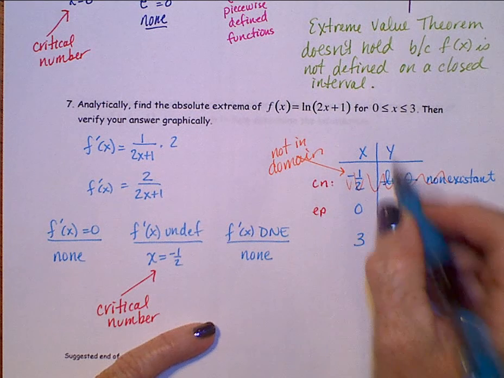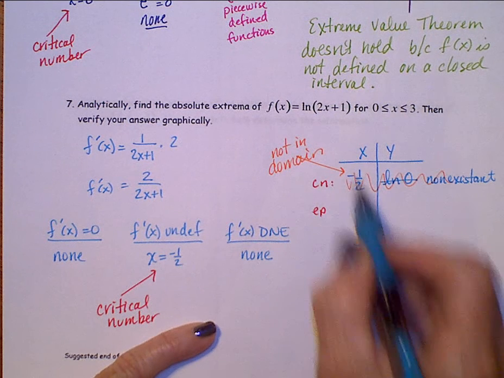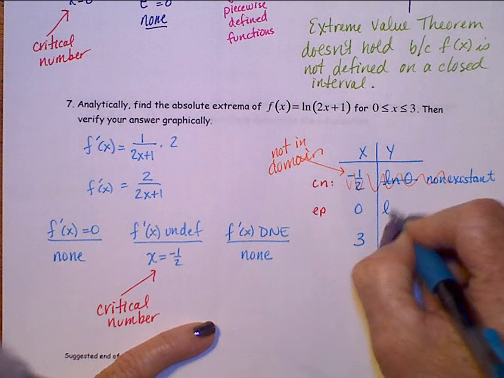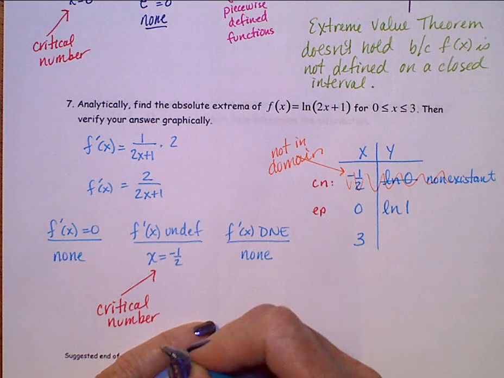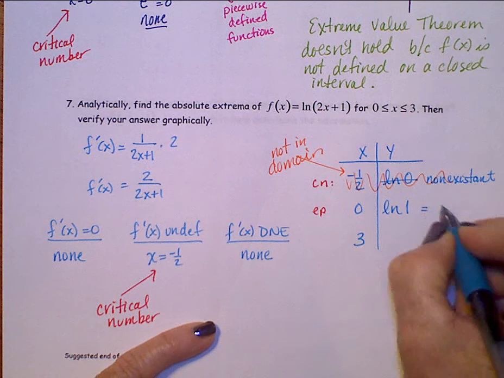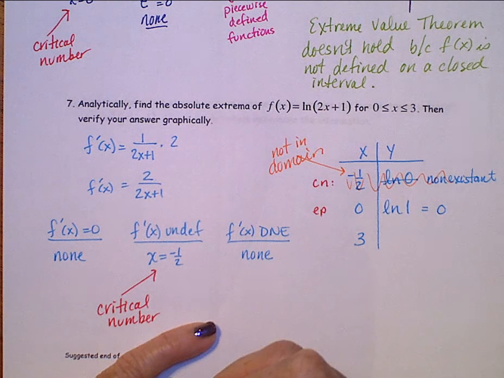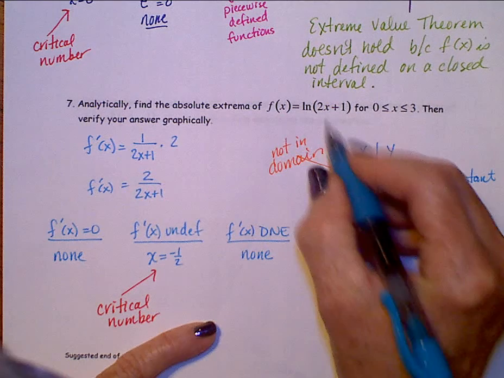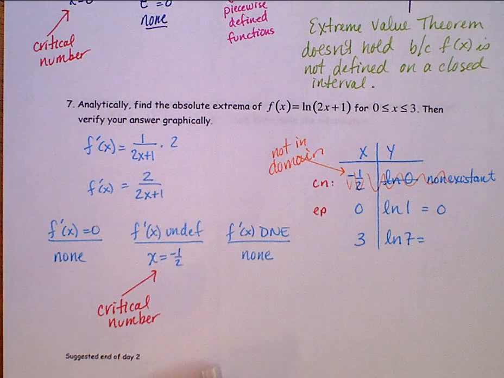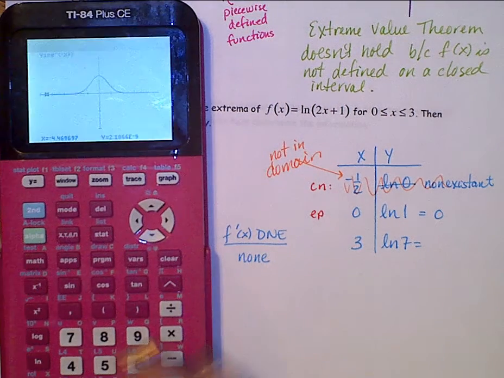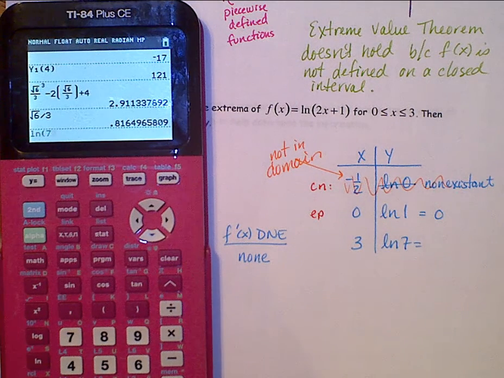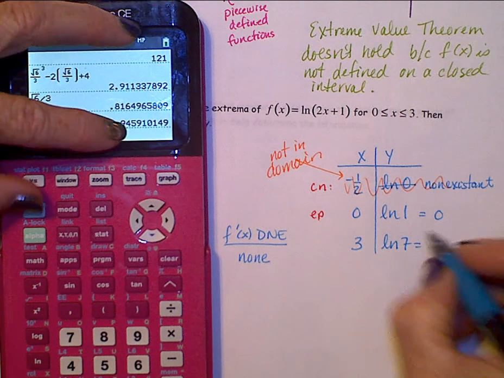Can we plug that in? Absolutely, we plug the 0 in and we're going to get the natural log of 1. And the natural log of 1 is 0. Over here for the 3, that gives us the natural log of 7, which I do not know what that is off the top of my head. Do you? That's 1.945.